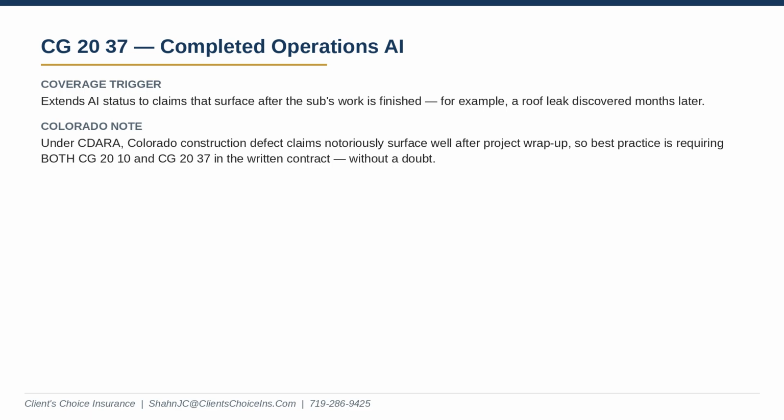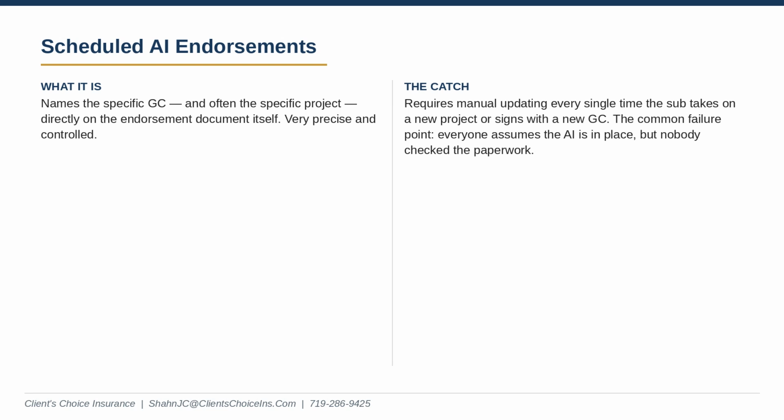because demanding both coverages in your flawless written contract doesn't physically put the protections in place. No, someone actually has to file the paperwork. Right. And here's where it gets really interesting. The guide contrasts scheduled AI endorsements with blanket AI endorsements. Yeah, this is where the rubber meets the road. A scheduled endorsement names the specific GC and often the specific project directly on the policy document itself.